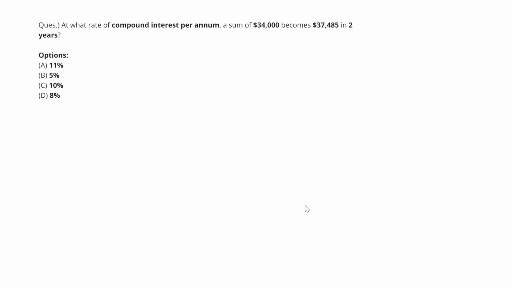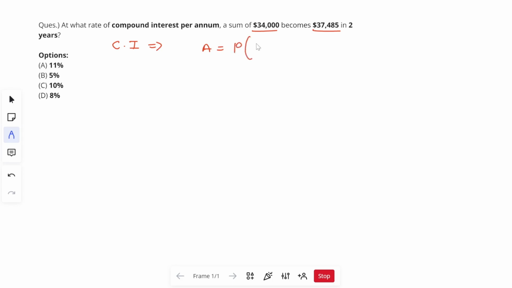Okay. Let's look at this question. At what rate of compound interest per annum does a sum of $34,000 become $37,485 in 2 years? Solving this is easy if you know the formula. We have a formula for compound interest: A = P(1 + R/100)^T.